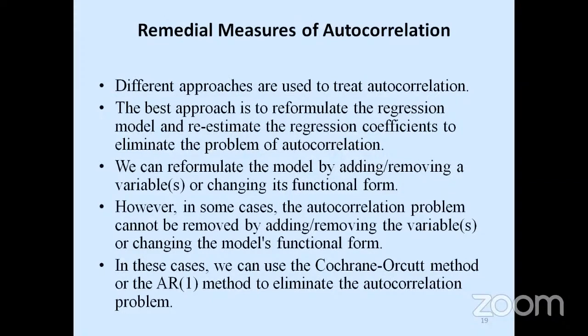Now, remedial measures of autocorrelation. Different approaches are used to treat autocorrelation. The best approach is to reformulate the regression model and re-estimate the regression coefficients to eliminate the problem of autocorrelation. Many times we actually have to add or remove variables or change the functional form. Then it will reduce. However, in some cases the autocorrelation problem cannot be removed completely, but we generally minimize it.